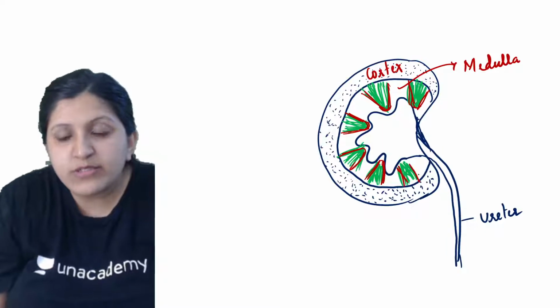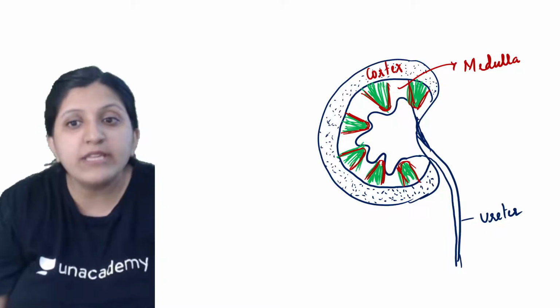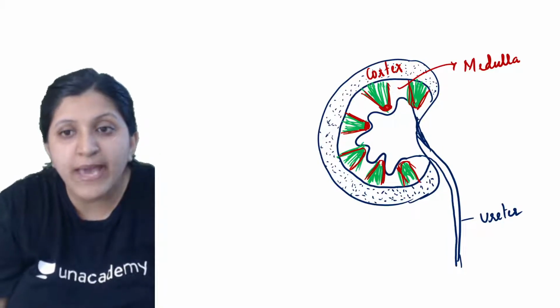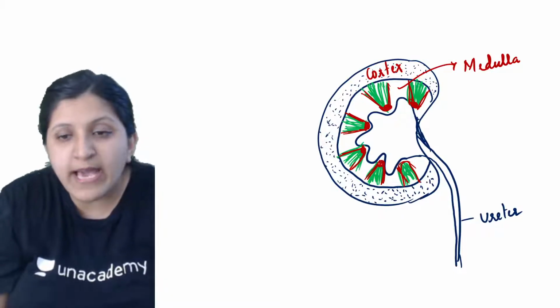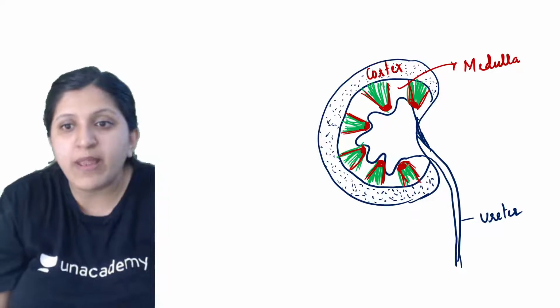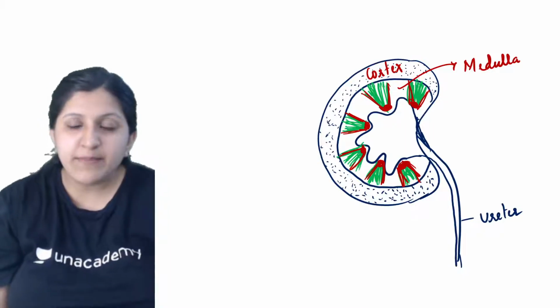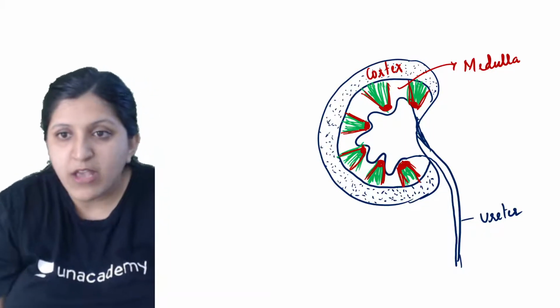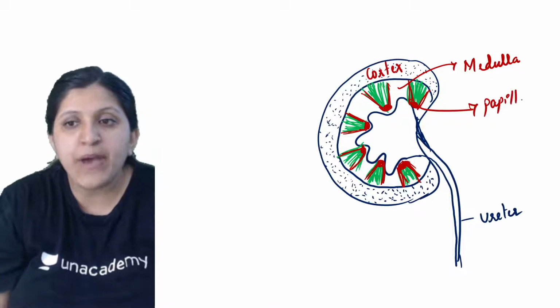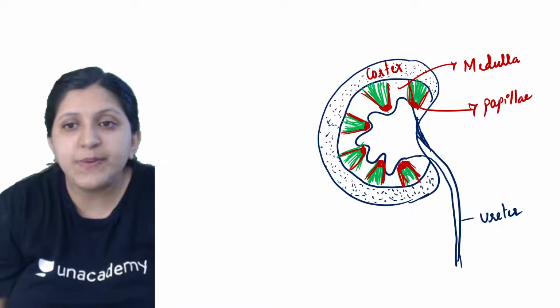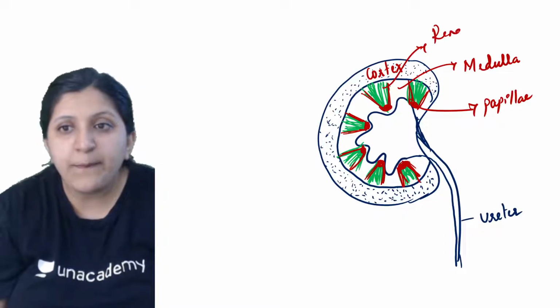Okay, so this is a renal pyramid having the papilla. The apex of the renal pyramid is called a papillae or a papilla. I'll just label these now. So this one is a papilla, or papillae. Then this part is actually a renal pyramid.